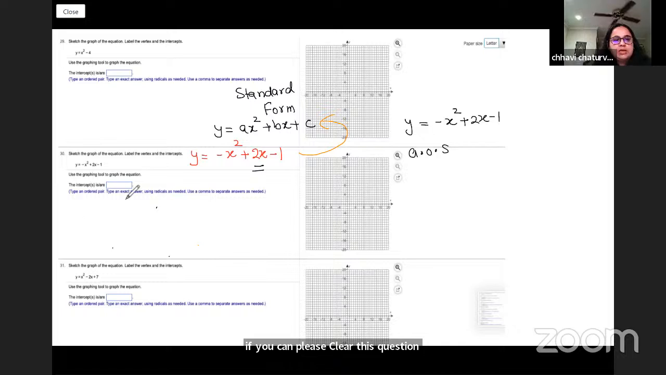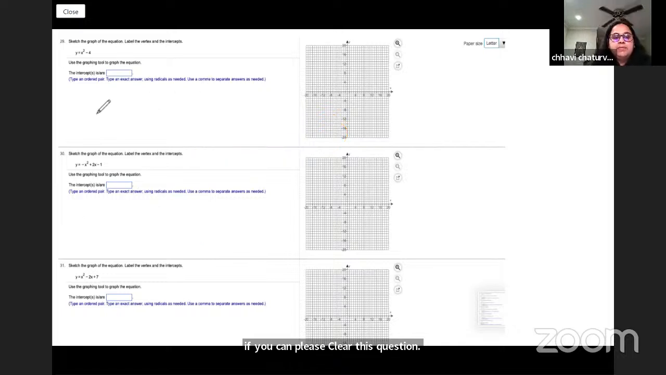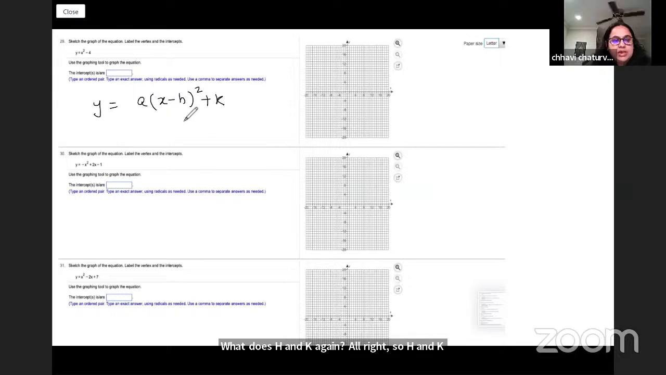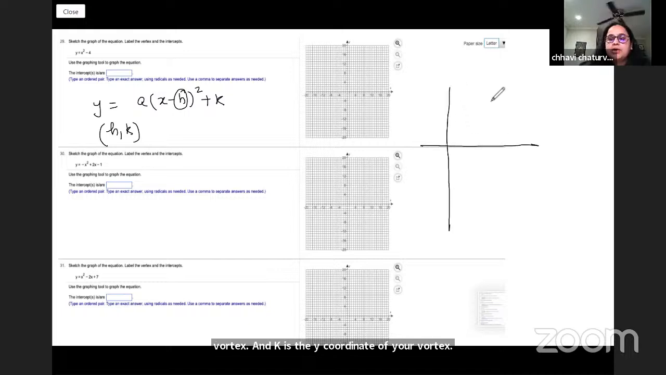What are h and k again? H is the x coordinate of your vertex and k is the y coordinate of your vertex. So when you draw the graph of a quadratic equation, which is a parabola, you will see that the graph either takes a dip. You can see in this graph, it is taking a dip.